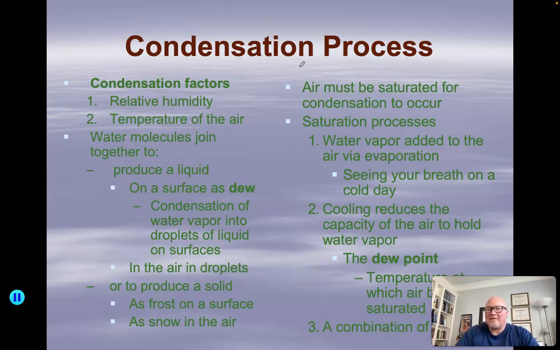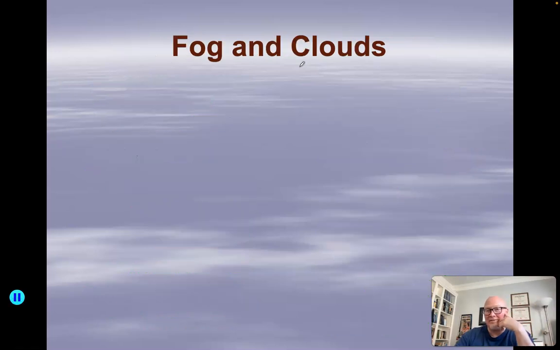So here's the saturation process. Water vapor is added to the air via evaporation, so you get more water vapor in the air. Cooling reduces the capacity of the air to hold the water vapor, and when you combine the two, you end up with some sort of precipitation. So you increase the amount of water. If you decrease the temperature, then that excess water that's in the atmosphere has to go somewhere, and usually it happens as rain. So then what are fog and clouds?